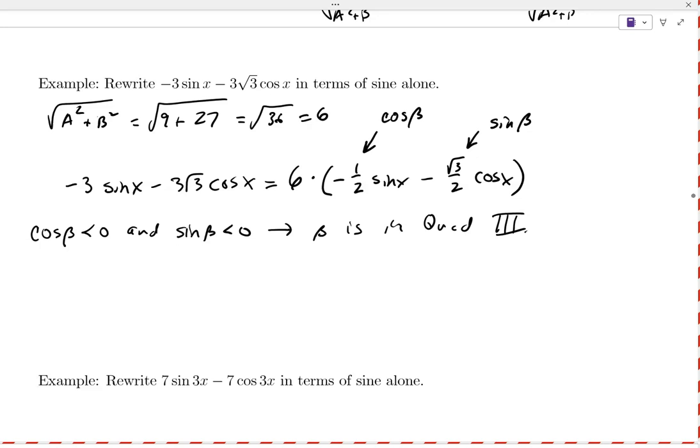Good question. All right. Now let's ignore the negatives. Do you know an angle, a reference angle? Do you know a reference angle that has a cosine equal to a half and a sine equal to root 3 over 2? Cosine is a half. Sine is root 3 over 2. Which angle does that for your reference angle?